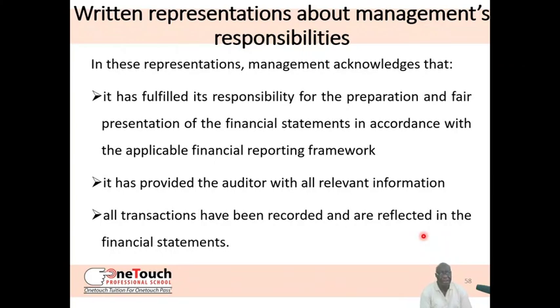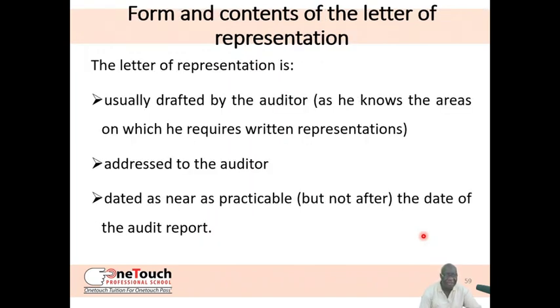Now they say written representation about management's responsibility. So in this representation, management acknowledges that it has fulfilled its responsibility and the rest, and that it has provided the auditor with all relevant information. All transactions have been recorded and are reflected in the financial statements. So that's how it goes. Form and content. These are the form and content of the management representation letter. They say the letter of representation is usually drafted by the auditor. I said it already. As he knows the areas on which he requires the written representation, and it is addressed to the auditor, dated as near as practicable. Okay.